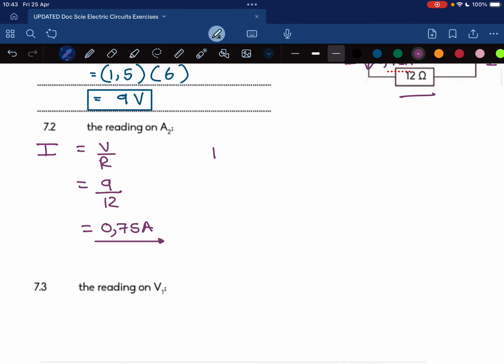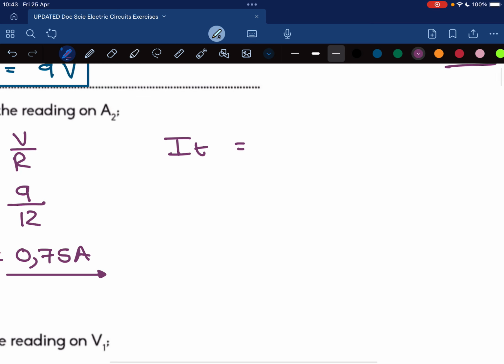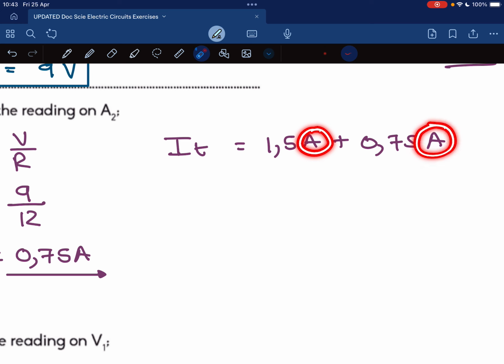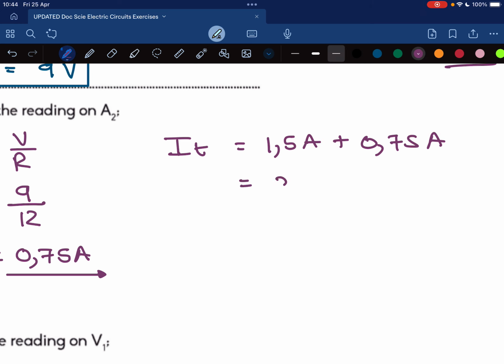So I total is going to be equal to 1.5 amps plus the 0.75 amps. You don't have to include the units when you're calculating. It's up to you. Just make sure that at the end you give the final reading of 2.25 amps. So we conclude our statement and say, therefore A2 is 2.25 amps.